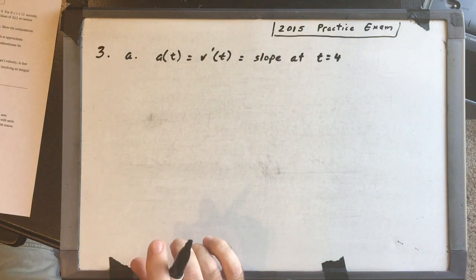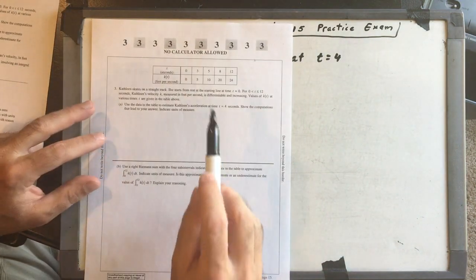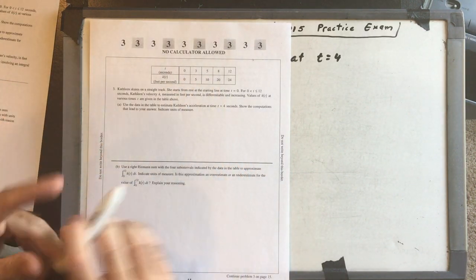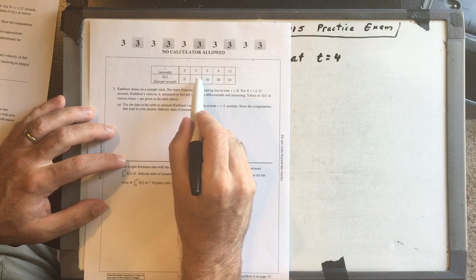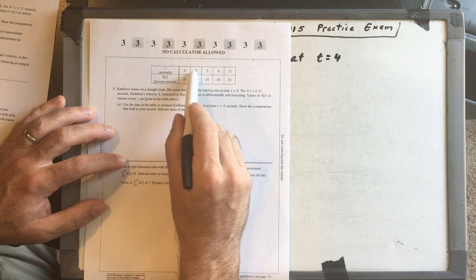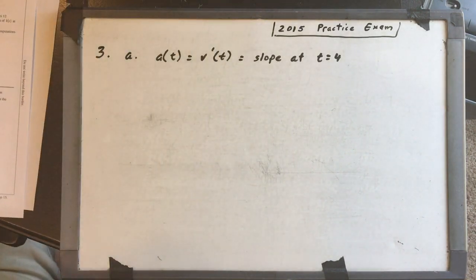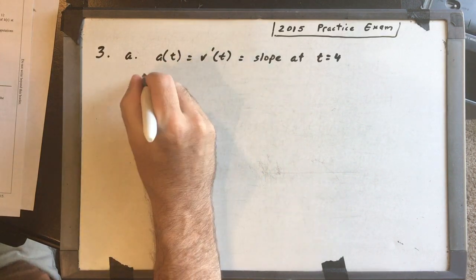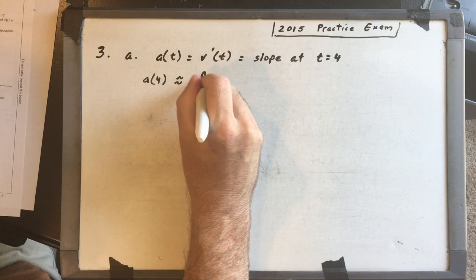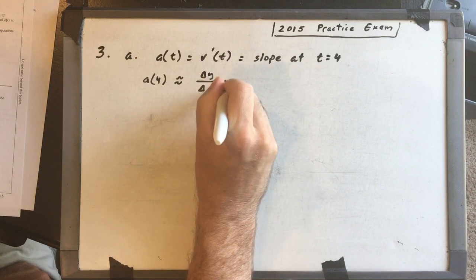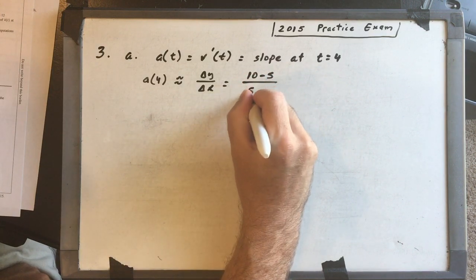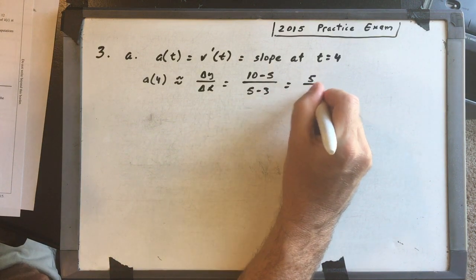Now, we can't get a tangent line slope here, but we can get a secant slope. That would be our estimate, so we're going to use the data between 3 and 5 here. So at t equals 4 seconds, we can get a pretty good estimate if we get the slope between 3 and 5. Okay, so A of 4 is approximately equal to the change in y over the change in x. The change in y is 10 minus 5, and the change in x is 5 minus 3. So that'd be 5 halves.